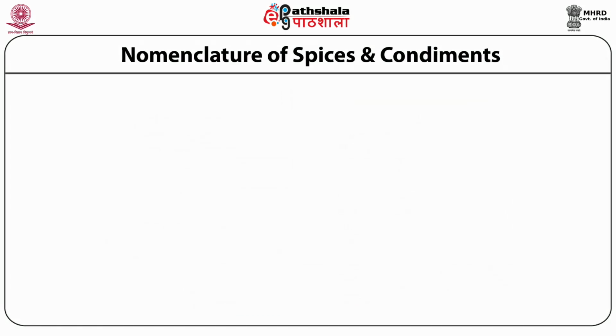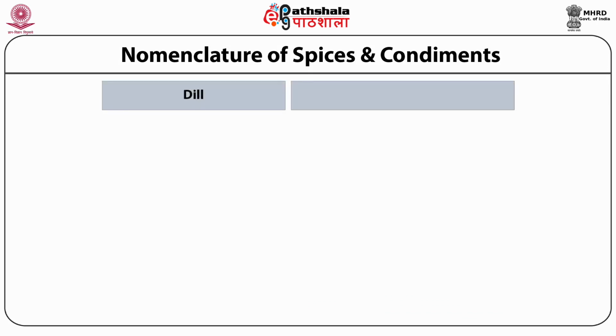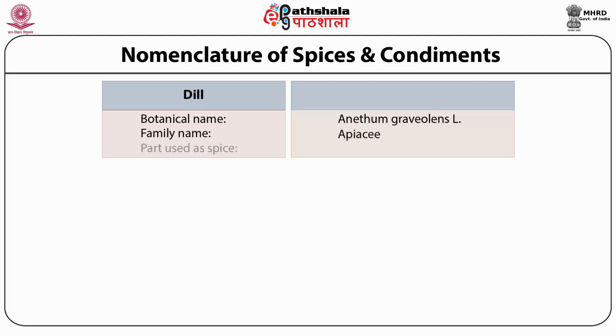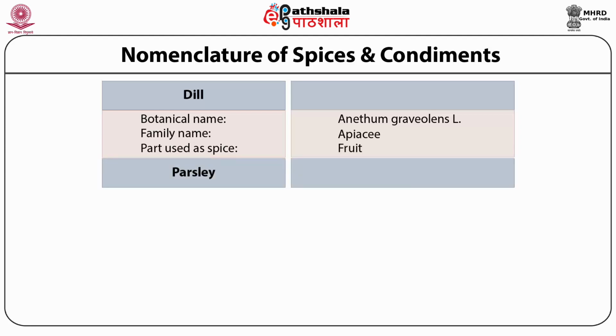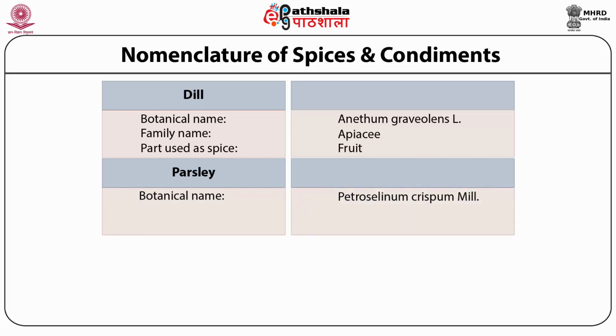Dill and parsley belong to the same family, however, the part used as spice is different. That's fruit for dill and leaf for parsley. Dill. It's botanically called as Anethum graveolens L and it belongs to the family Apiaceae. The part of the plant used as spice is the fruit. Parsley. It's botanically called as Petroselinum crispum Mill. It belongs to the family Apiaceae and part of the plant used as spice is leaf.